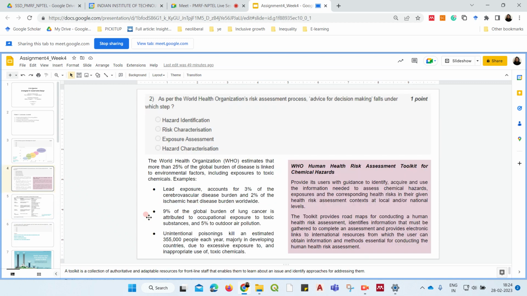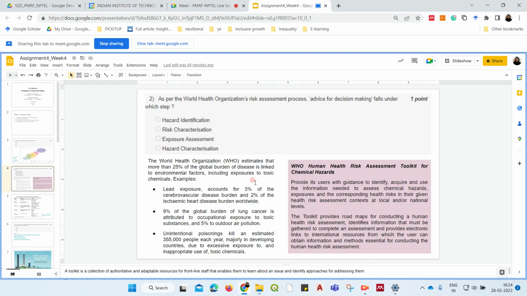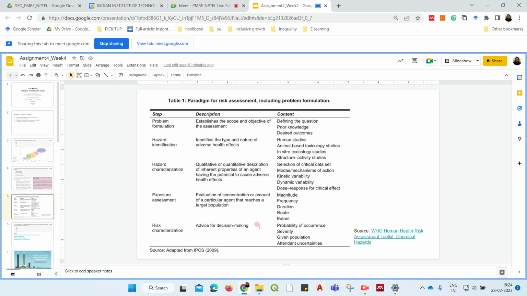So what the question is asking us is, advice for decision making falls under which step? So you can see advice for decision making here falls under risk characterization. So you know the answer to this question. But apart from that also, you can see the different aspects of each. So for example, problem formulation includes establishing the scope and objective of the assessment. So what problem is there that you need to identify? So for that you have to have the defining question associated to the problem.